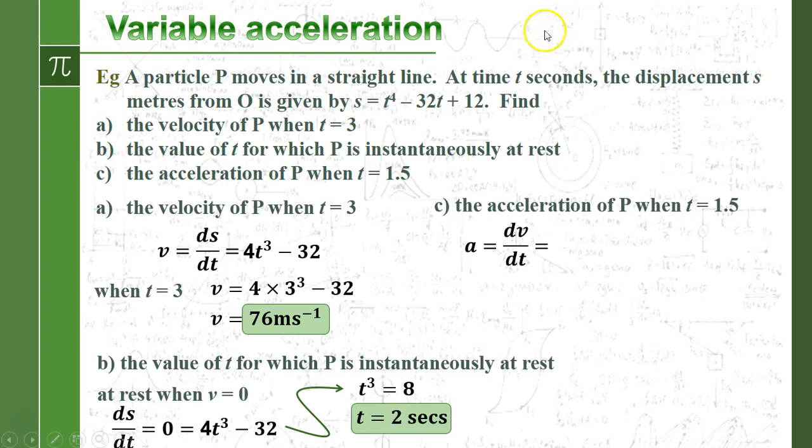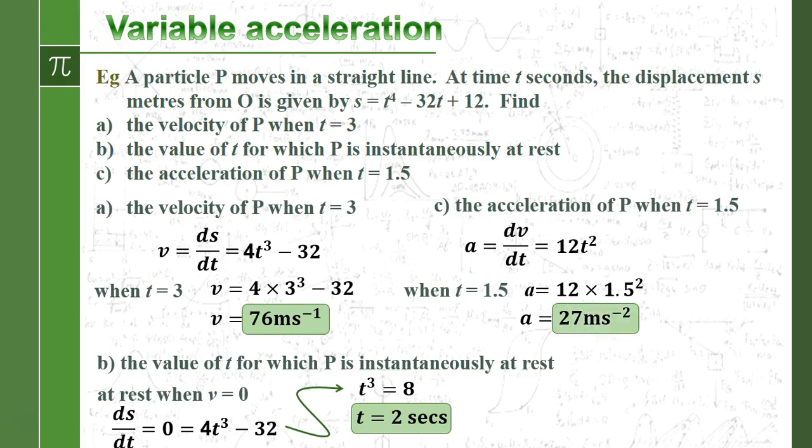Either way, differentiate it again, so I'm differentiating this. I'm going to get 12t squared. And when t is 1.5, plug that value in. And there we go, it's accelerating at 27 meters per second squared.